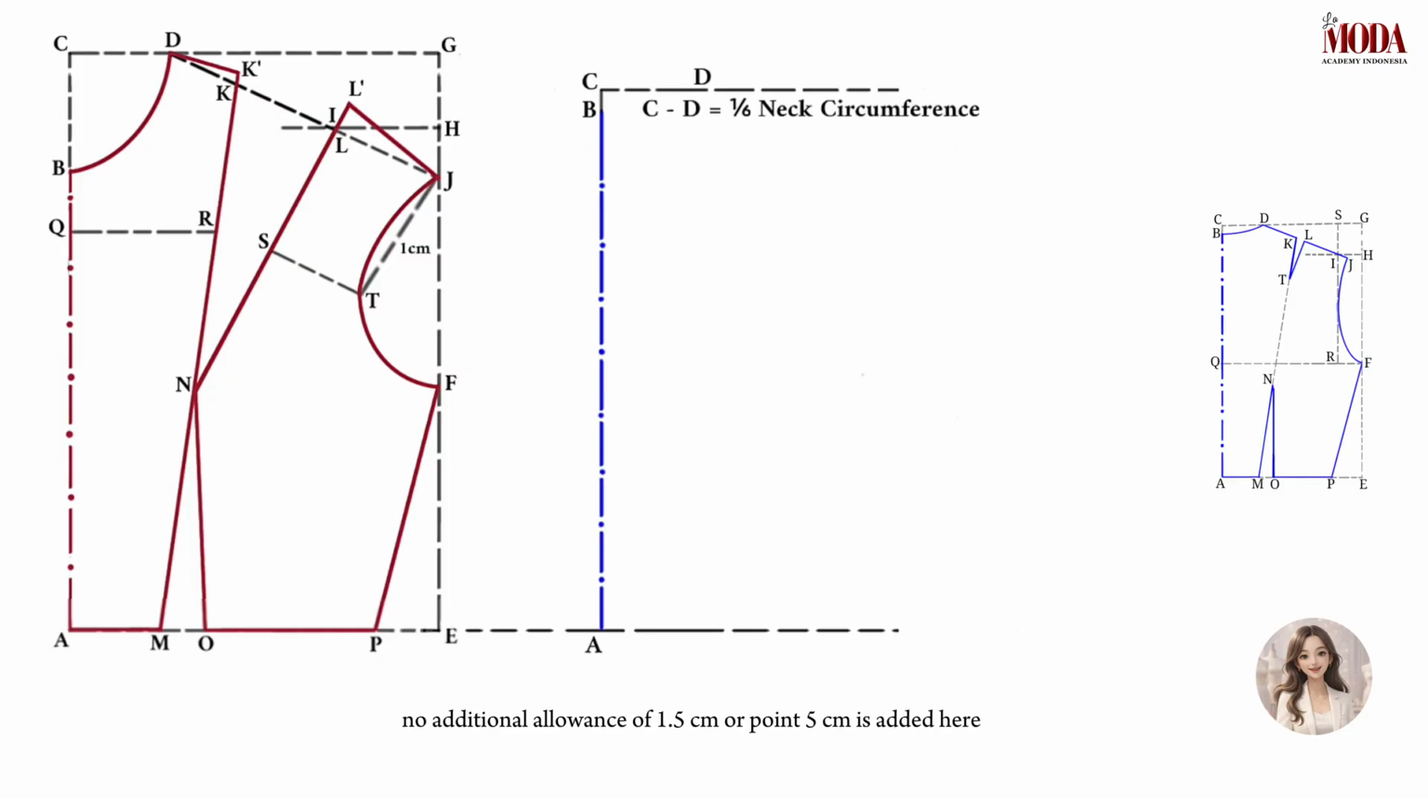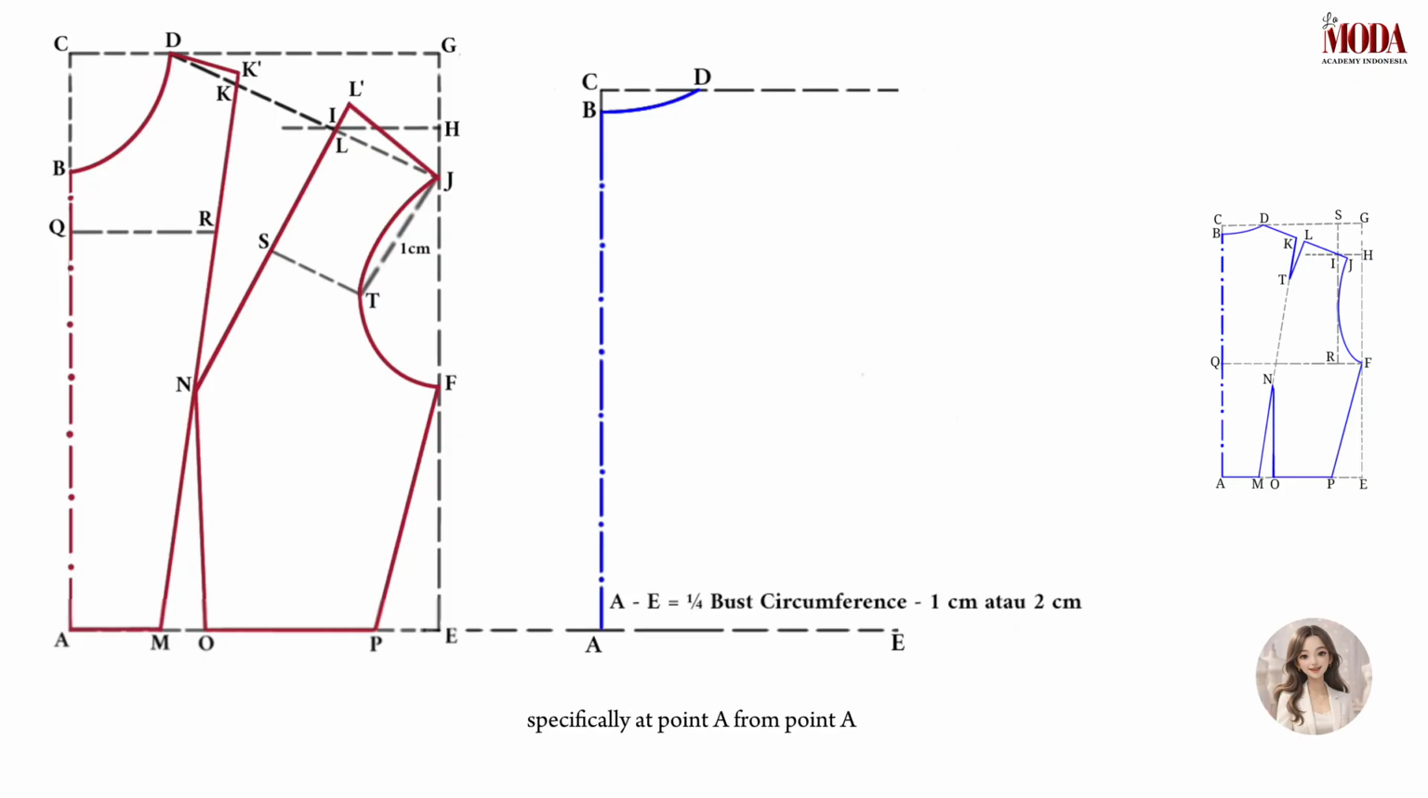No additional allowance of 1.5 centimeters or 0.5 centimeters is added here because the back pattern includes a small shoulder dart. This shoulder dart will later pull the back neckline inward during sewing. Therefore, the distance from point C to point D is calculated using only 1/6 of the neck circumference, without any added allowance. Once point D is located, connect point B to point D using a curved line to form the back neckline curve. Next, we focus on the waist area, specifically at point A.